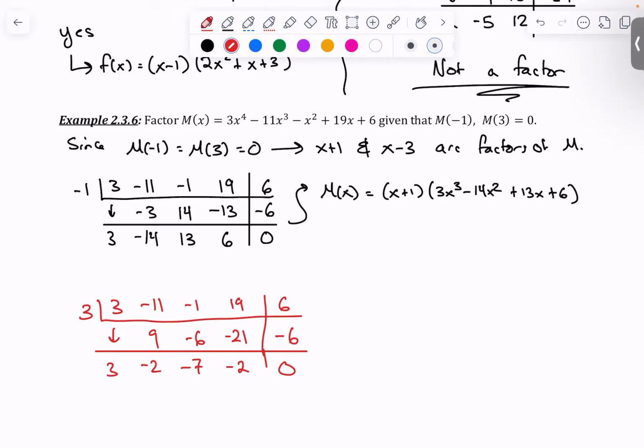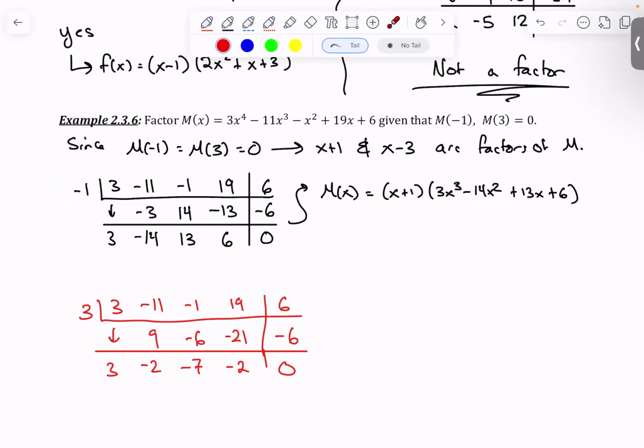So you should get a remainder of 0. That is true because we already knew that m of -1 and m of 3 equal 0. So if we didn't get 0, we have made a mistake somewhere. But we did, and so that means by the big boy factor theorem that this is going to equal x plus 1, because your c value is -1, so it's x minus -1, or x plus 1, times your quotient that you got, 3x cubed minus 14x squared plus 13x plus 6.